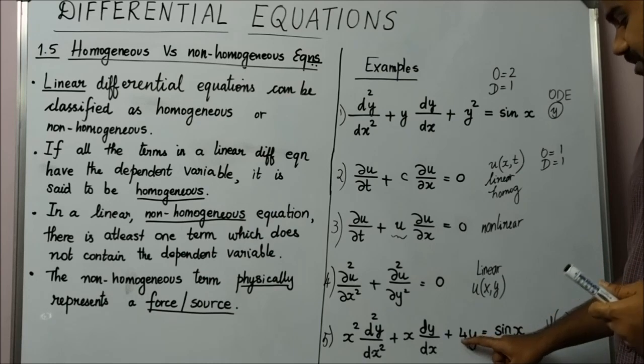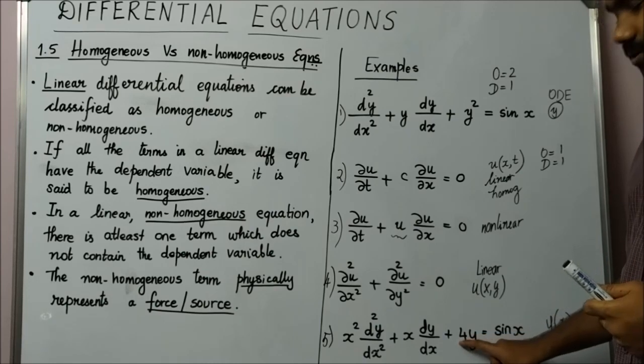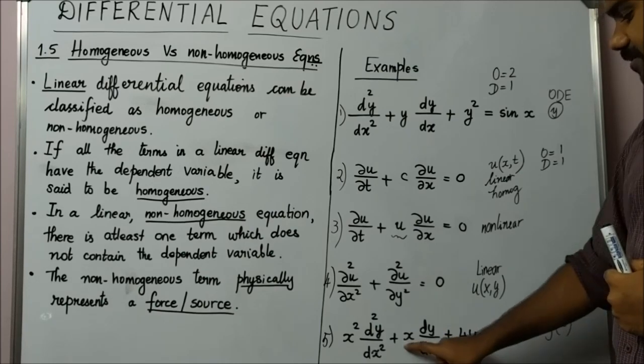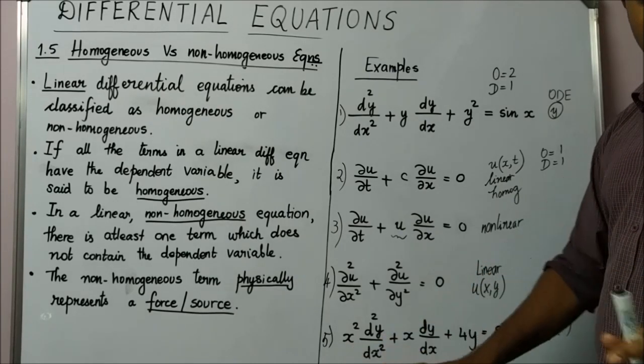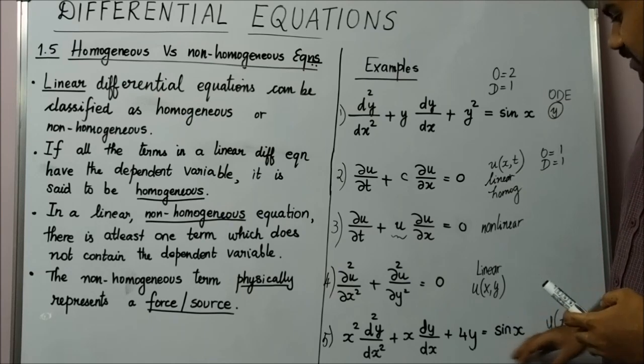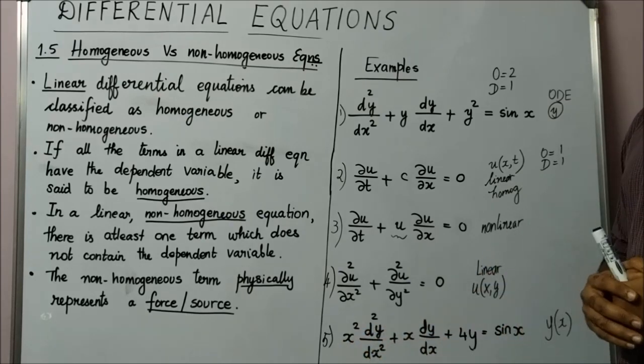Thirdly, if you see the coefficients, this dependent variable term has a coefficient 4. First derivative term has a coefficient x. Second derivative term has a coefficient x square. They do not contain y. So this is clearly a linear equation.